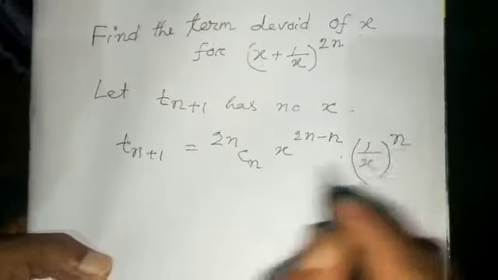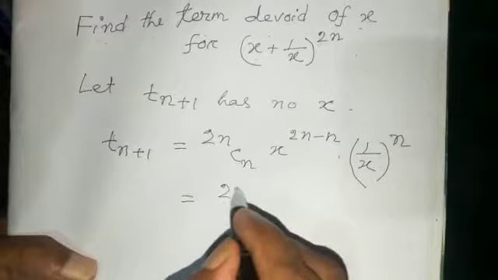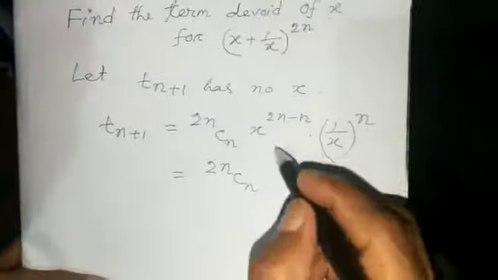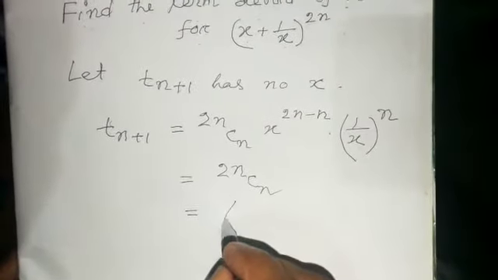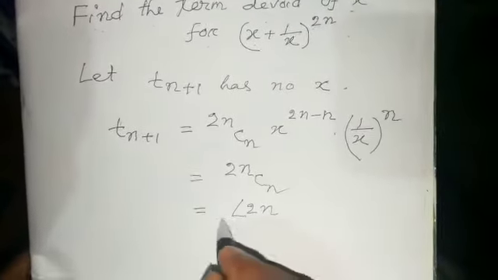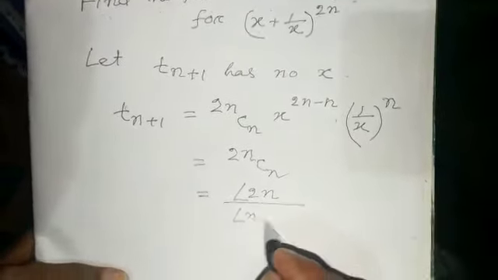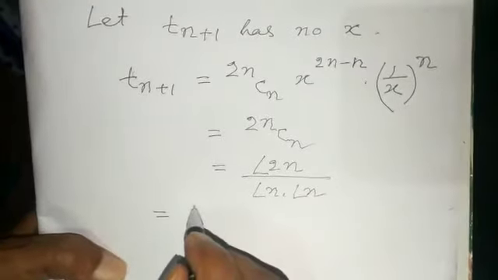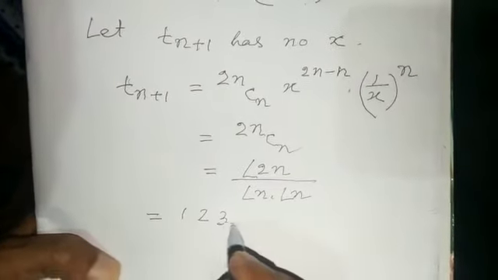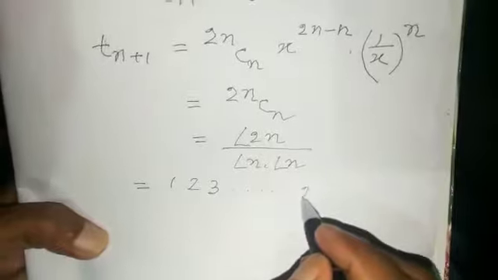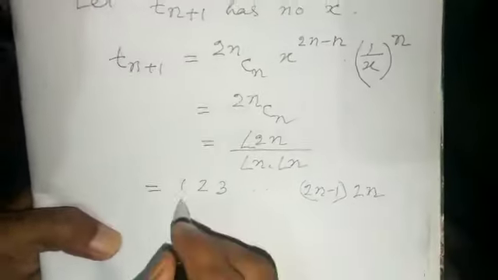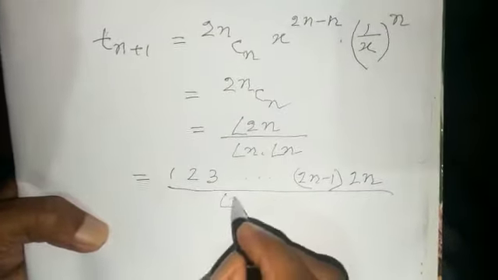= 2n C n = (2n)! / (n! n!) = (1·2·3·...·(2n-1)·2n) / (n!·n!).